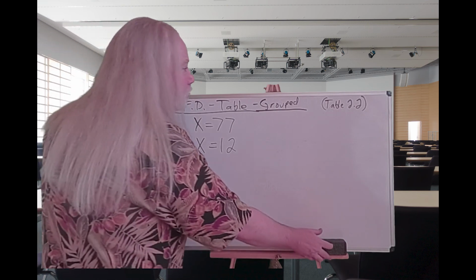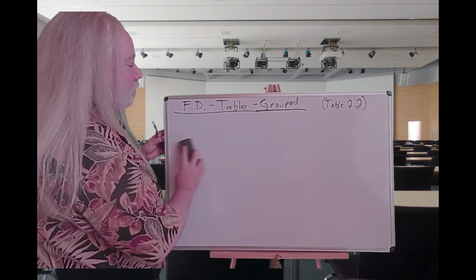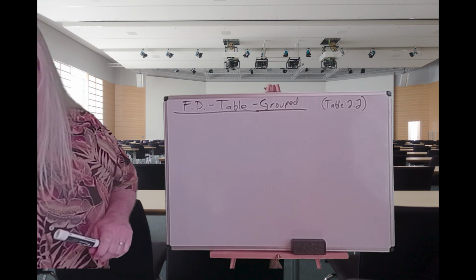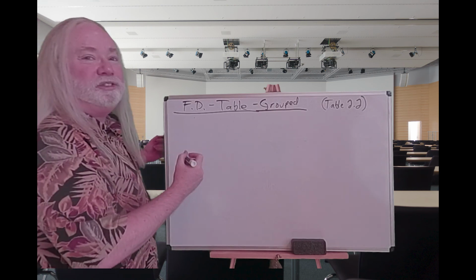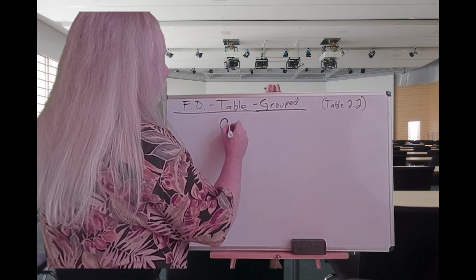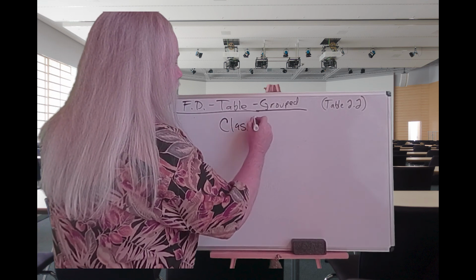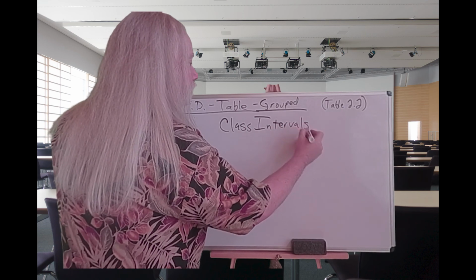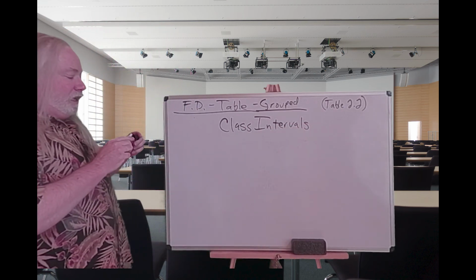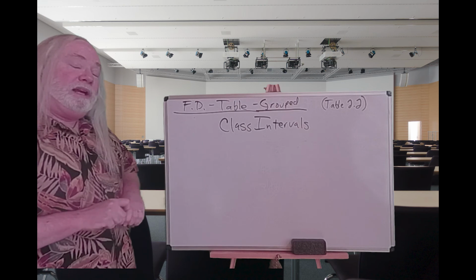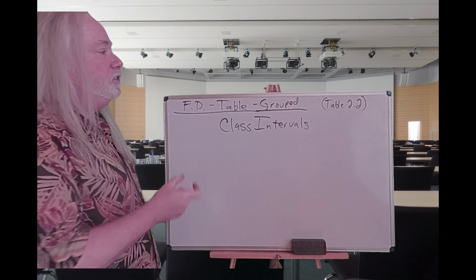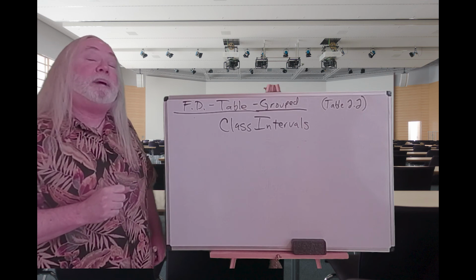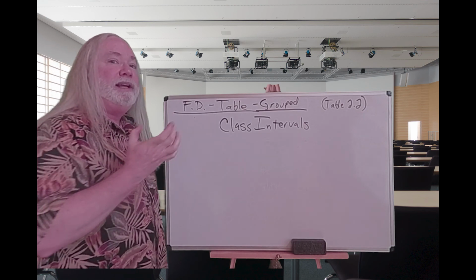So in a grouped frequency distribution table, what we're going to do is establish class intervals. A class interval is a grouping or a packaging of raw scores. It's not a raw score, it's a little mini set of raw scores. It's a bundle of raw scores that all come together.